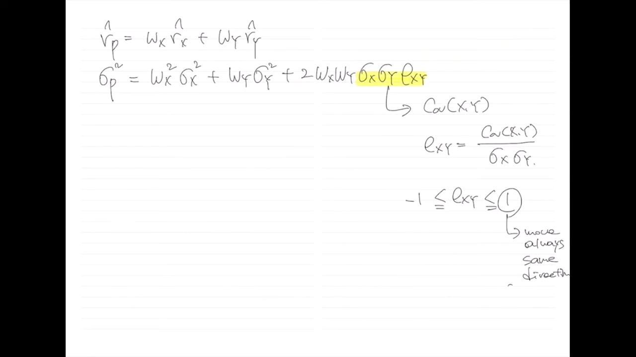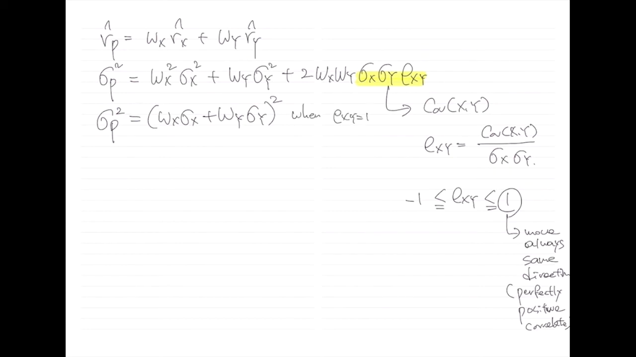Perfectly positively correlated, right? So when you assume rho XY is equal to 1, this equation can be written as this. But this is when rho XY equals 1. So there is no risk reduction.